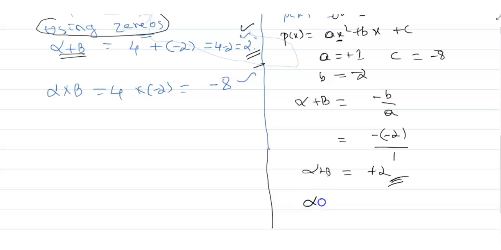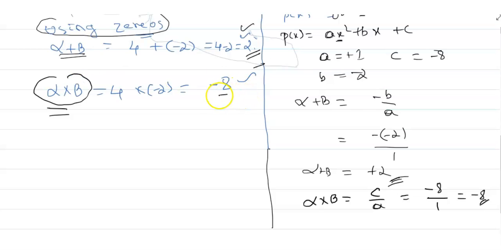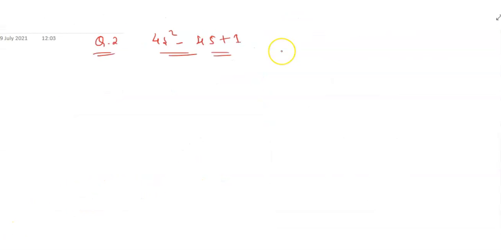Okay, let's find out the product of zeros, alpha into beta. What is this formula? We have c upon a. What is the value of c? That is minus 8. What is the value of a? That is 1, so it is equal to minus 8. Using coefficients, the product of zeros we have got minus 8, and directly using zeros also we have got minus 8. Hence it is verified. This is how you have to do verification. I hope you understood, guys. We have to find zeros, and then we have to verify it.